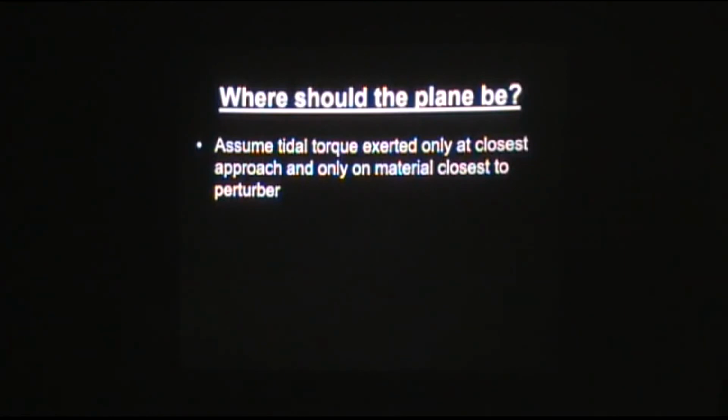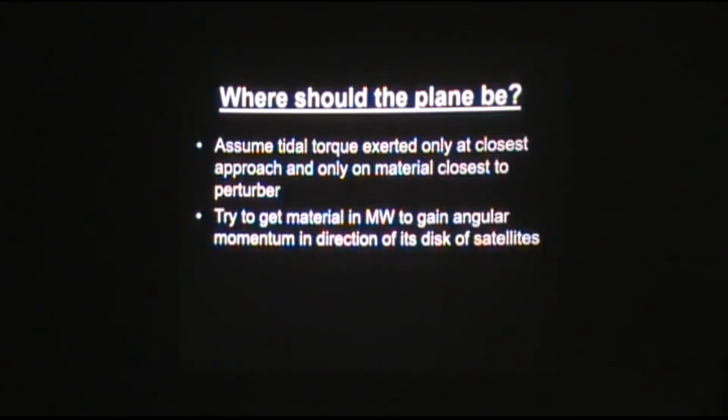So we constructed a basic toy model where you assume the Milky Way and Andromeda exert tidal torques on each other only at the time when they have their closest approach, and only on the material on the side of each galaxy closest to the other one. So it's a simplified model of how tides would work. We're trying to do this more rigorously now. And the important thing obviously is to get the material in the Milky Way to gain angular momentum in the direction of its disk of satellites.